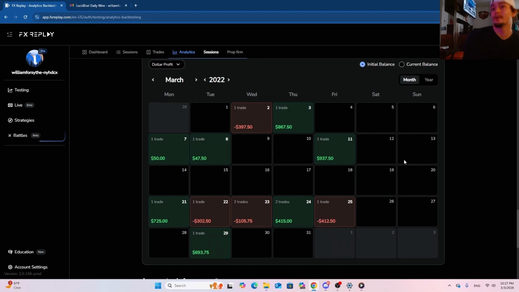So overall, not bad, man. We did have a bad week, the second to last week of the month, but we managed our risk pretty well, and we still ended up positive on the month, I believe. 700, 800. Yeah, we're still up. We're still up green every single week.